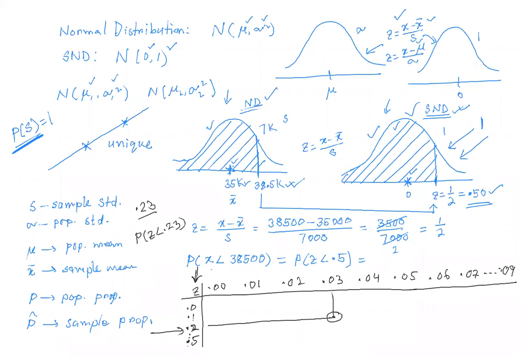So everybody go ahead and find the probability for 0.5. What do you get for 0.5?